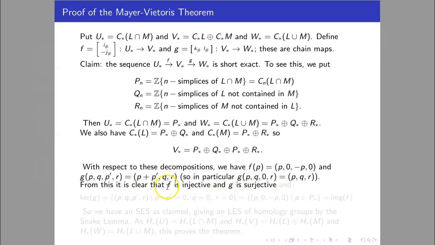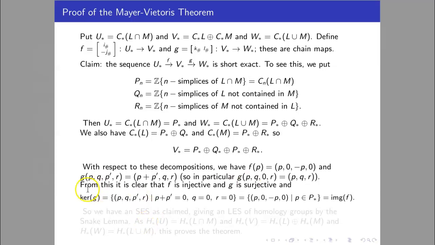And also we're claiming that F is injective, right? And that's clear. If F of P is 0, then because the P is just sitting there, P has to be 0. So F is injective, G is surjective. And then we want to claim that the image of F is the same as the kernel of G.